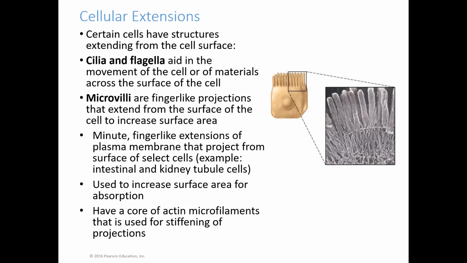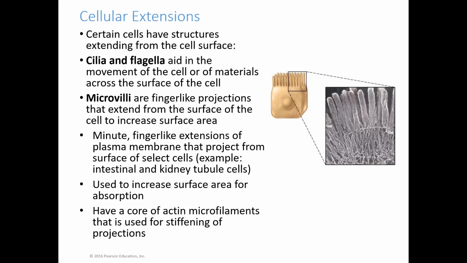Structures where we absorb nutrients, like in our small intestine, are lined with simple columnar cells. The membrane of the simple columnar cells extends upward into these villi, so we have an increased surface area. And coming off the villi, we have microvilli, so we have an even greater surface area. Now, our small intestine is 20 feet long, and it's about the size of your finger.